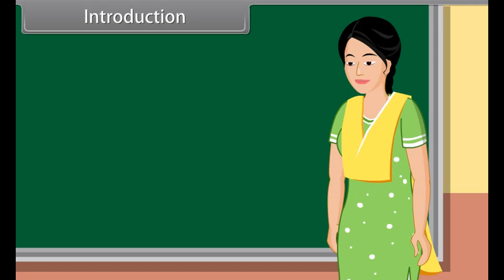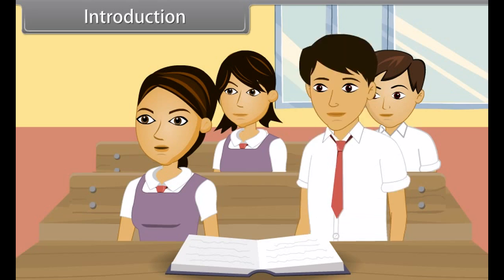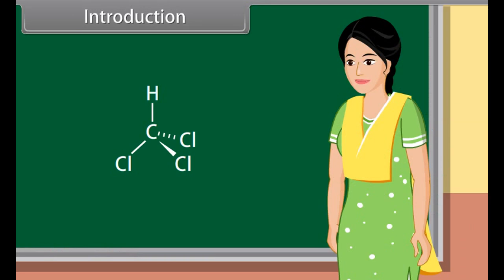Can anybody give an example? Yes, ma'am. Chloroform is a polyhalogen compound. Very good, Rohit. Now we learn more about chemical reactions of haloalkanes and haloarenes and polyhalogen compounds.